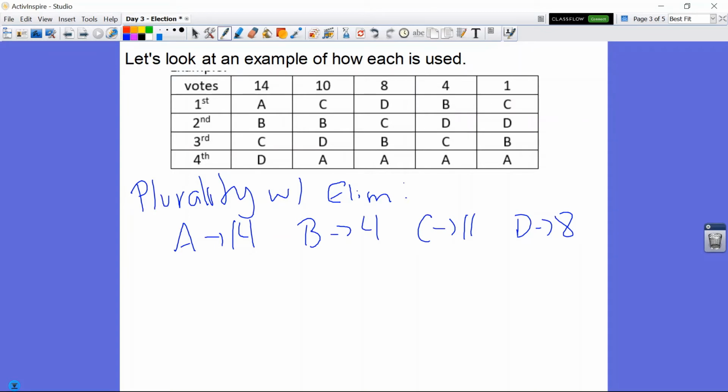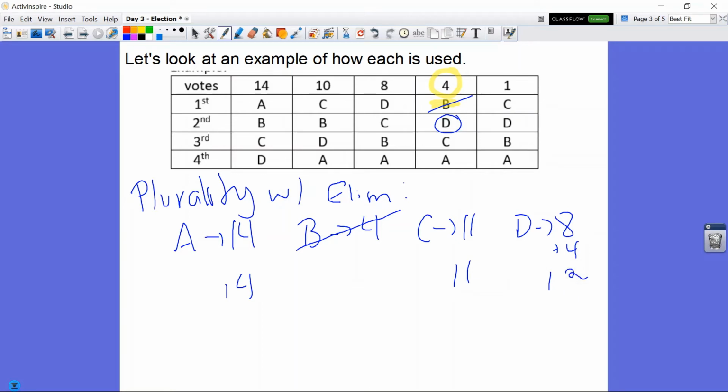So candidate B only got 4 first place votes. So we're going to eliminate candidate B. They got the fewest first place votes. Then we have to look in the column where candidate B was in first place. These 4 people will now no longer be able to vote for B because he's been eliminated. If we look at the table, their second best option is going to be D. So those 4 people are now going to vote for D. If we recalculate our totals, A still has 14, C has 11, and D has 12.